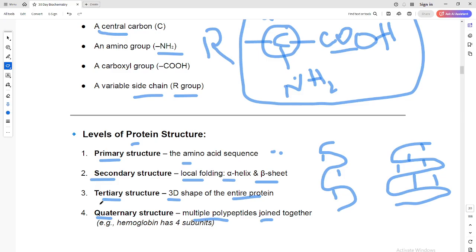Don't mix up quaternary and the number 4. There is no relation. This protein can be formed of 2 subunits, and the relation of the binding of these 2 subunits together is called the quaternary structure.